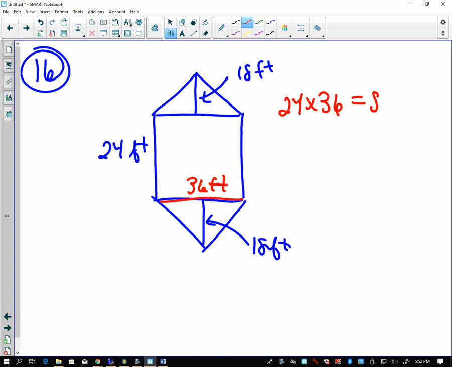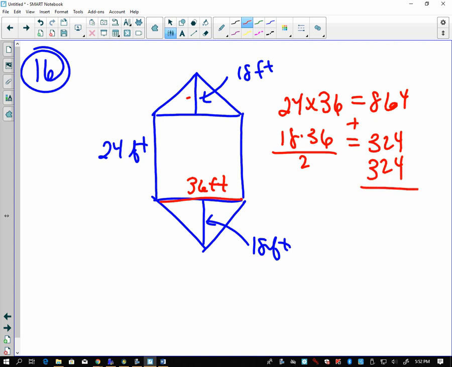Okay, that gives you 864. And then find the area of your two triangles. So base times height, or 18 times 36 divided by 2. Okay, so that's 324 for one. Notice that's the exact same thing for up here, so I should get another 324.